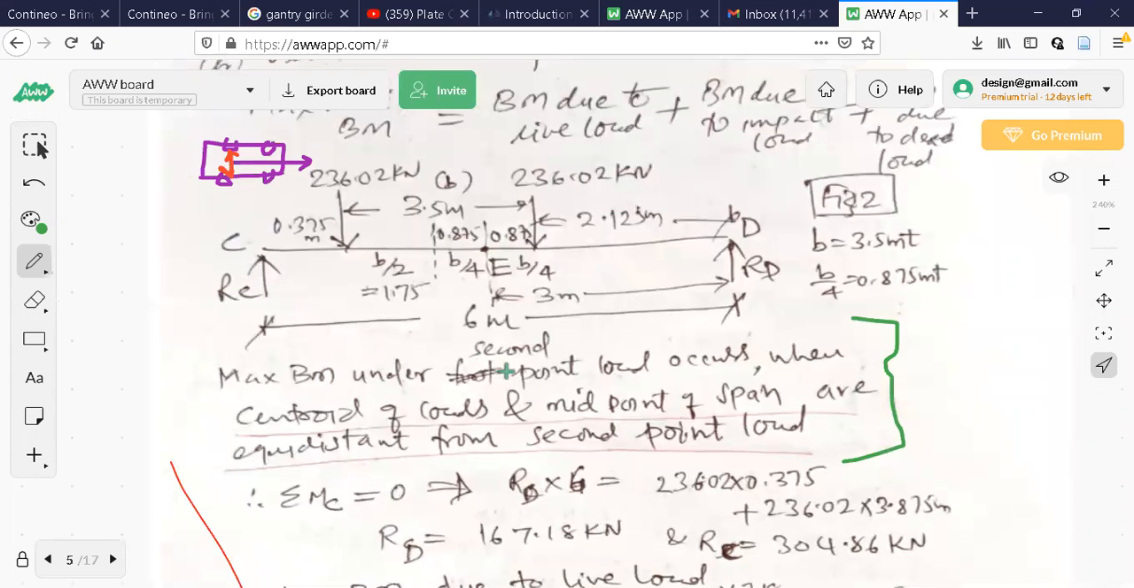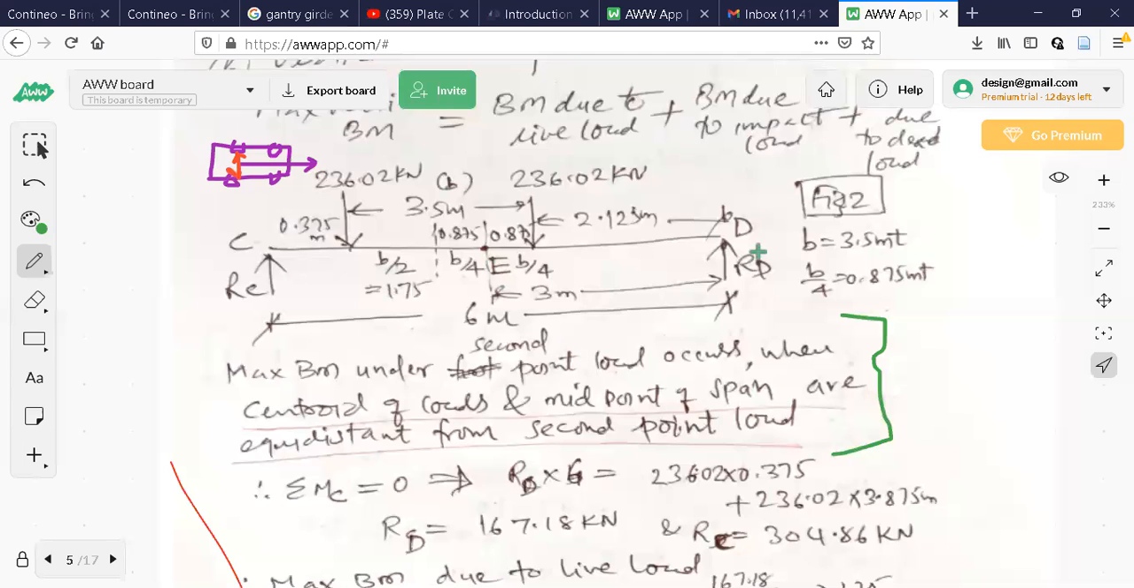Maximum bending moment under second point load occurs when centroid of loads and midpoint. Now, what is the centroid of loads here? Because both are same loads, centroid is exactly 3.5 by 2. What is that 3.5 by 2? 3.5 by 2 is the centroid of loads. Okay, that point and midpoint of the span. Midpoint of the span is 3 meter.